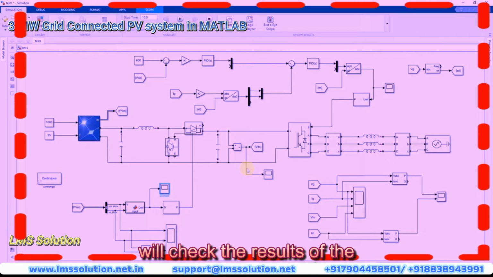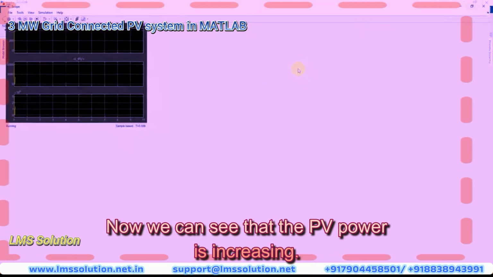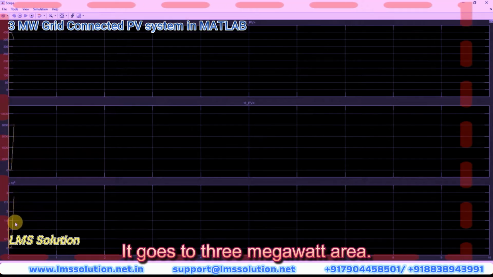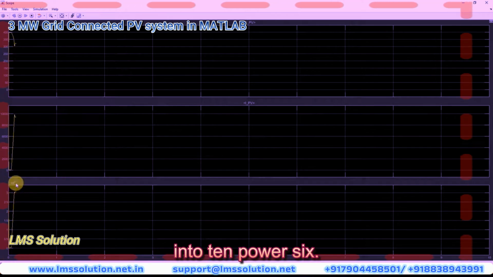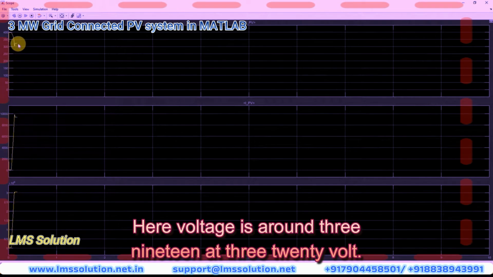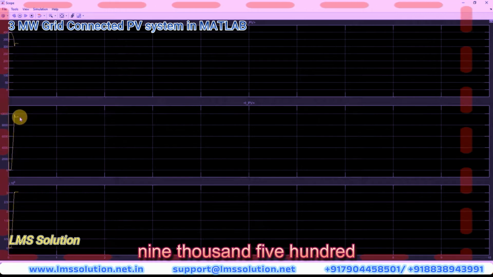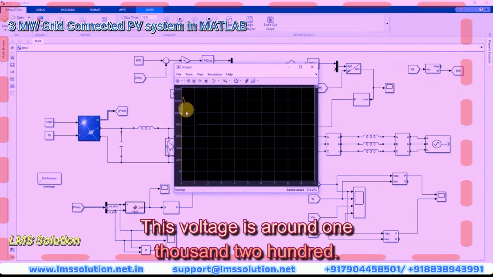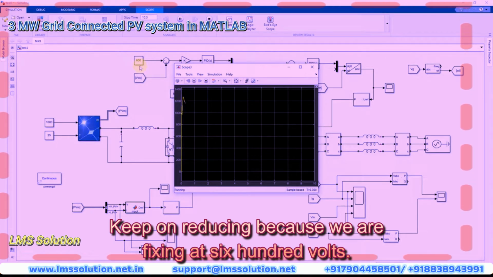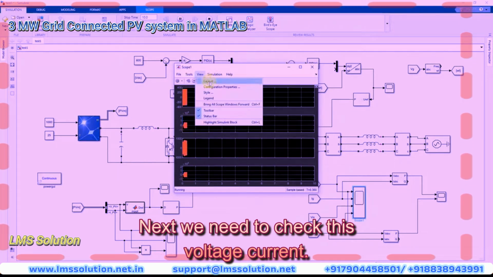We will check the results of the model. We designed this model for a 3 megawatt grid connected PV system. First you have to check the PV power. Now we can see that the PV power is increasing, right? It goes to the 3 megawatt area. That means, yeah, it's going to settle at 3 megawatt, 3 into 10 power 6. Here voltage is around 319 to 320 volt. Here you can see the current is around 9,500 something. Right? Next we need to check this dc link voltage. Here dc link voltage is around 1200 and keeps on reducing because we are fixing it at 600 volt. It will reach that 600 volt. Okay, next we need to check the grid voltage, current, everything, right?